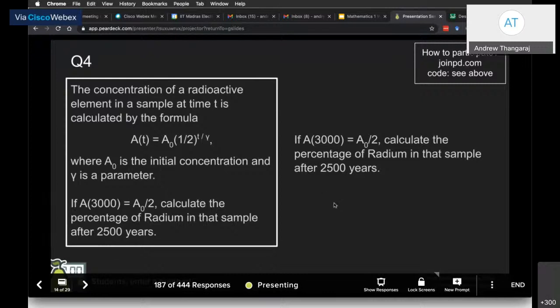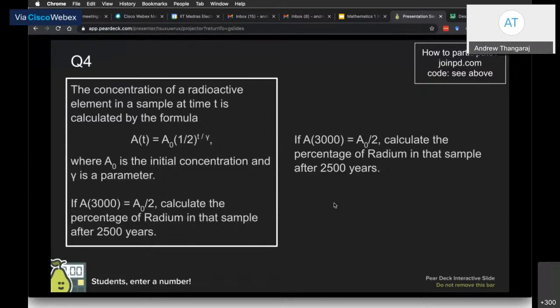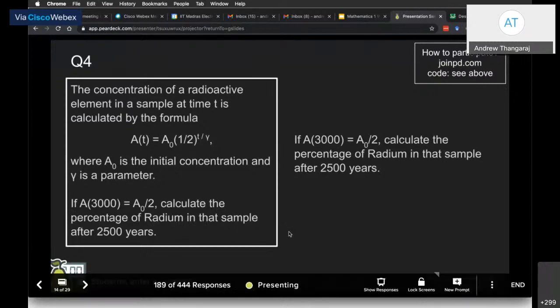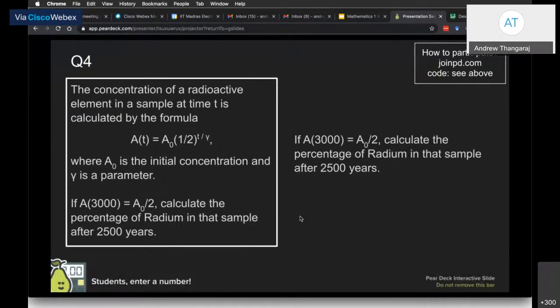About half of the people have responded, and maybe the others are still working. So let me give one last minute. The responses are coming in slowly, so I don't want to stop at this time. Let me give you one more minute to work this out.